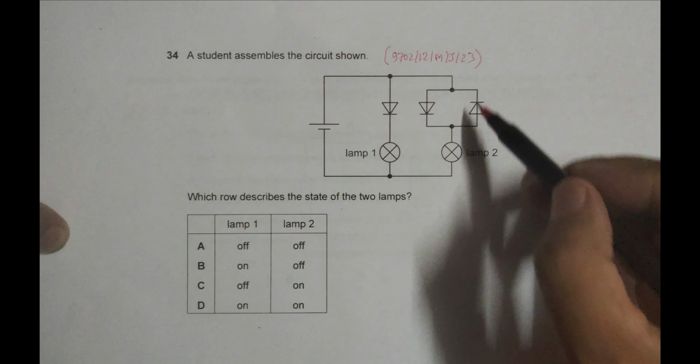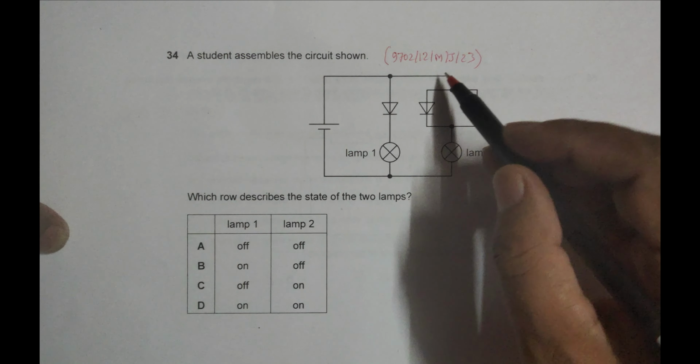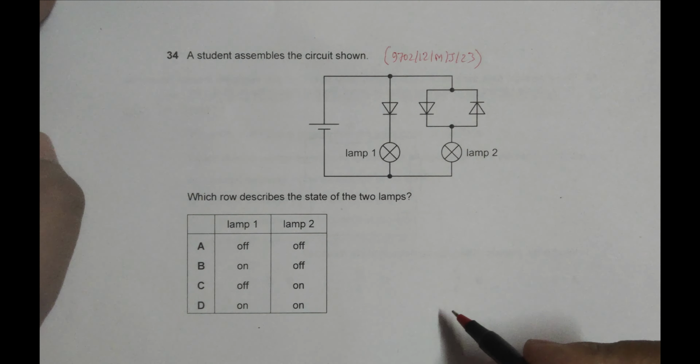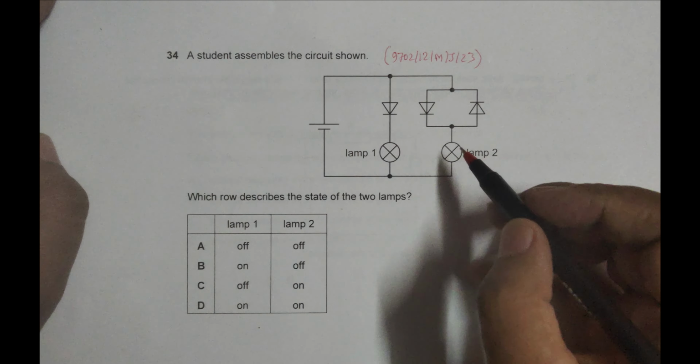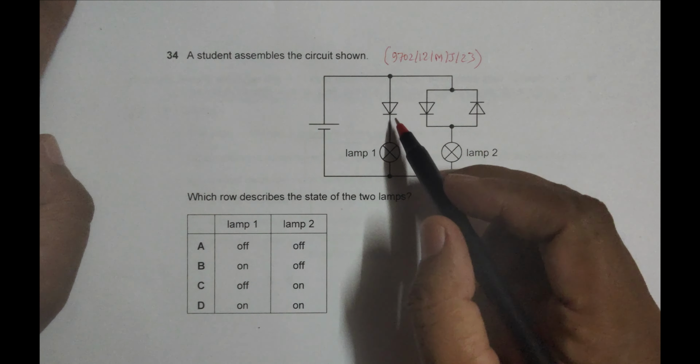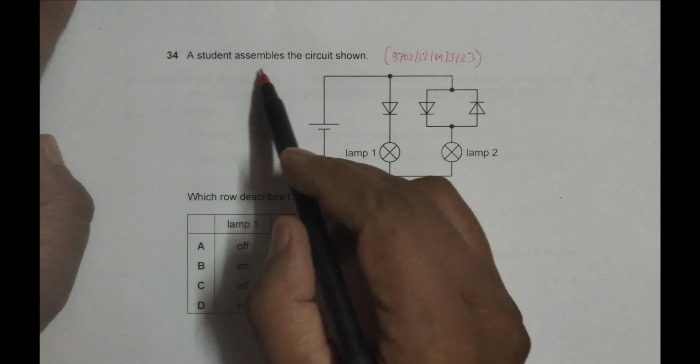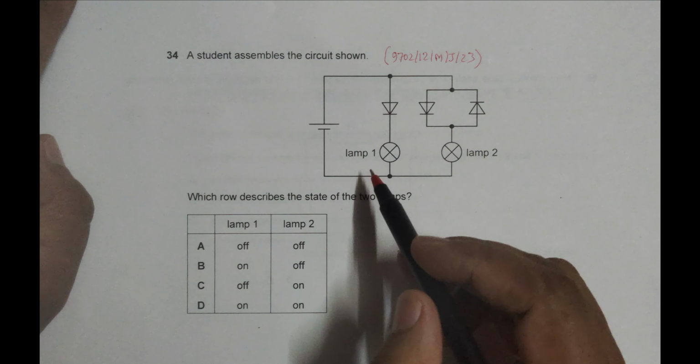Hello folks, this is 2023 May June paper 1-2 and the question number is 34. The question is concerned with the chapter current electricity, and as you can see lamps here, diodes here, resistors here, and so on. It says a student assembles the circuit shown like this.